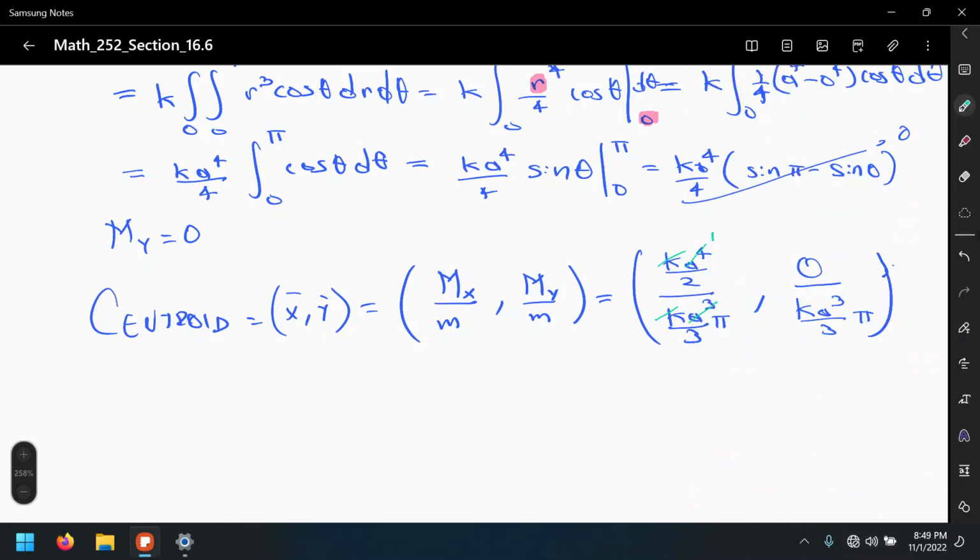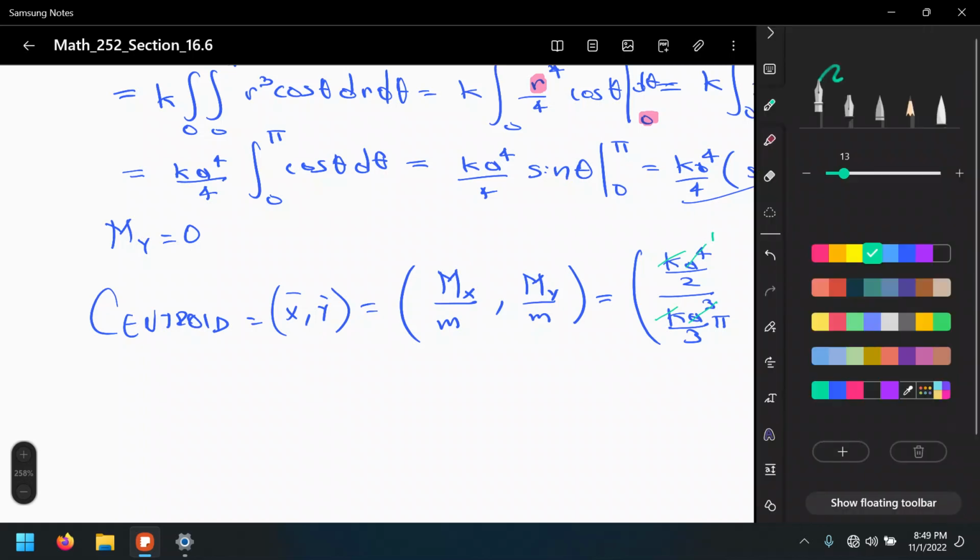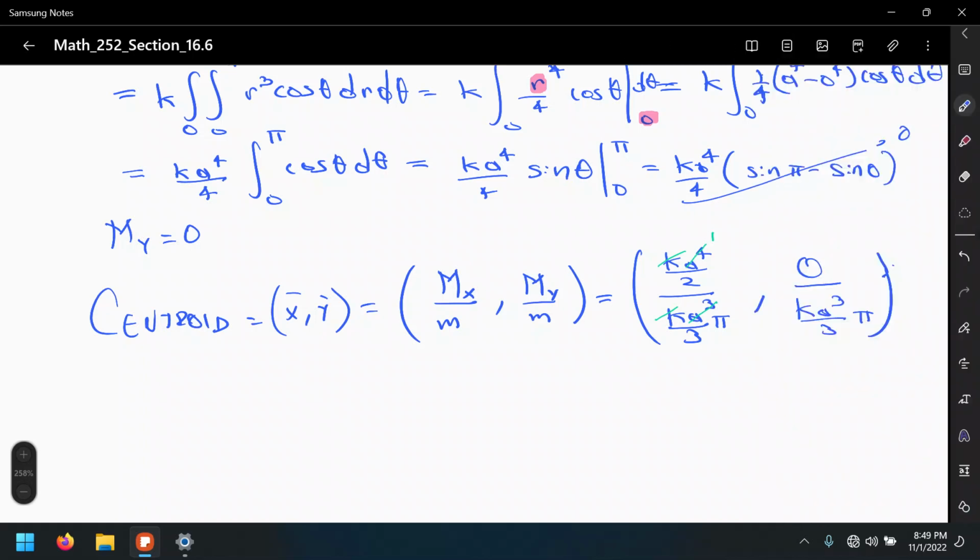So I'm going to have a weird division: a over 2 over pi over 3, comma 0. But dividing by pi over 3 is the same as multiplying by 3 over pi. So this is 3a over 2 pi, comma 0.